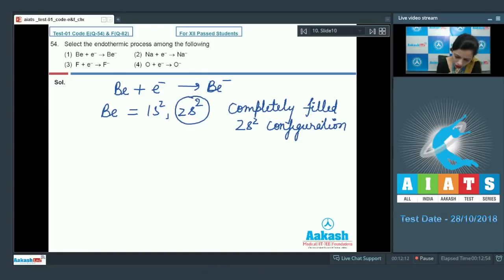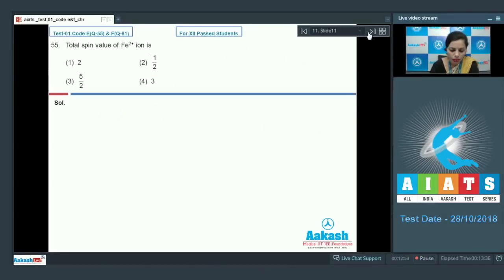And it is quite difficult to add an electron to this beryllium atom because it has a very small size, and already the electronic configuration we have discussed. While in other options, if you look, you will see that an electron can be added. The process is not endothermic, and if it is so, this is the correct option. The answer is option 1. After that, we have the next question. That is question number 55.